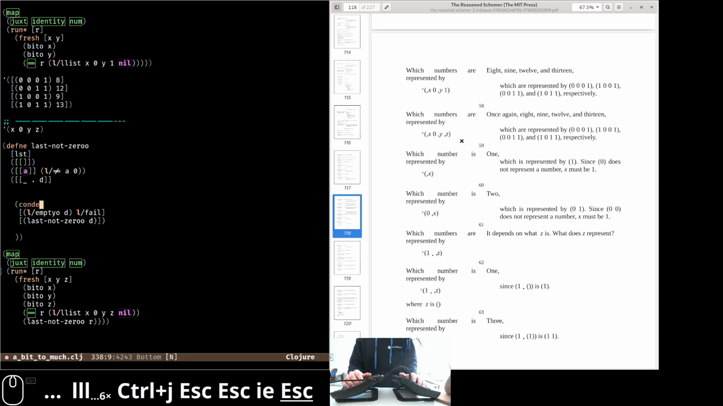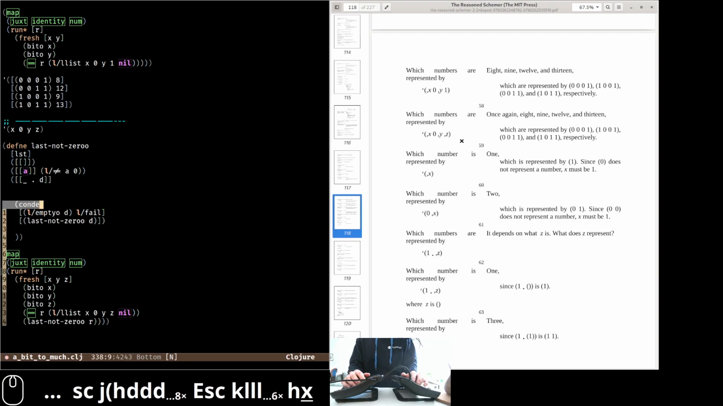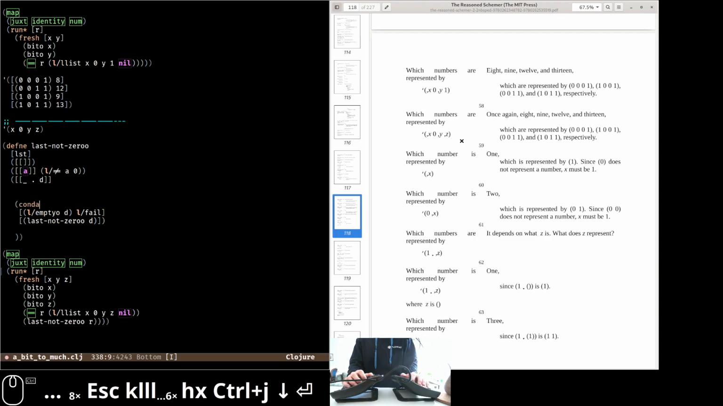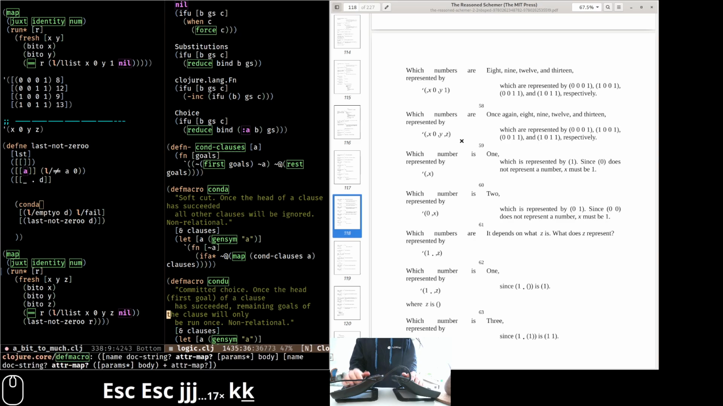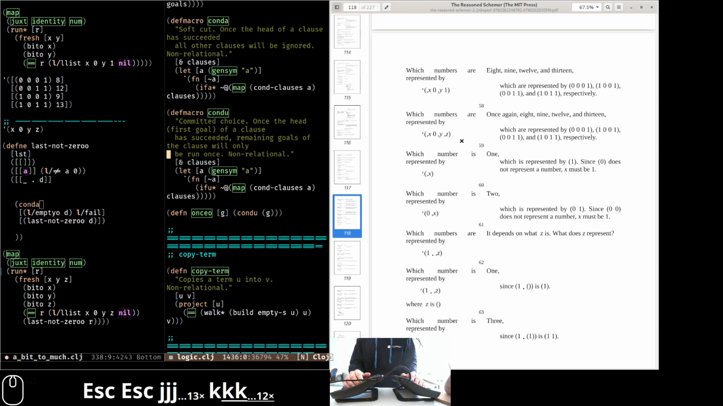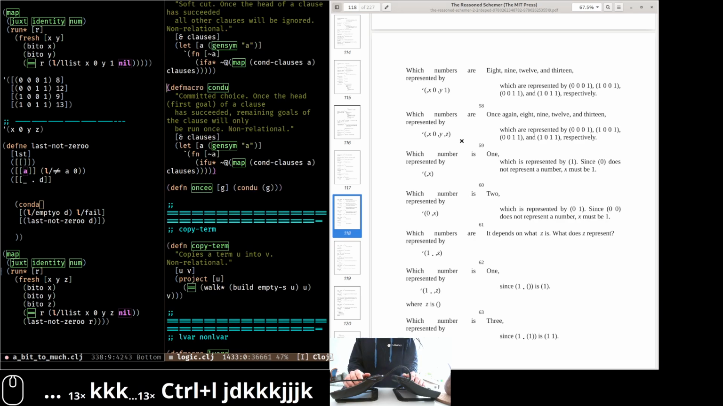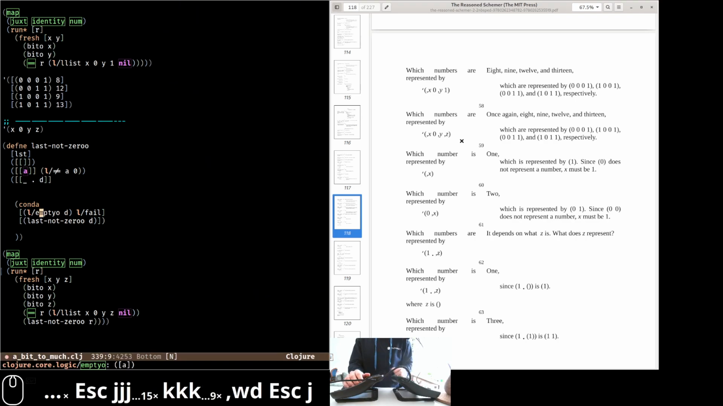I need it to fail here. So yeah, I think there's cond R, soft cut. Once the head of a clause has succeeded, all other clauses will be ignored. Not relational. This is for sure not what I need. Cond U, once the head first goal of a clause has succeeded, the remaining goals of the clause will only run once. Okay, it's also not what I need. Okay, one day I will figure it out. One day this will be so obvious, I think.